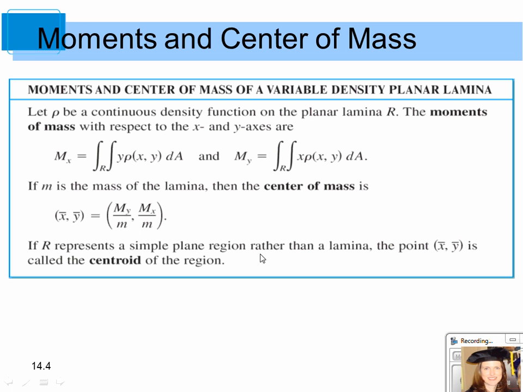If R represents a simple plane region rather than a lamina, then this point is called the centroid of the region. It's like your balancing point.